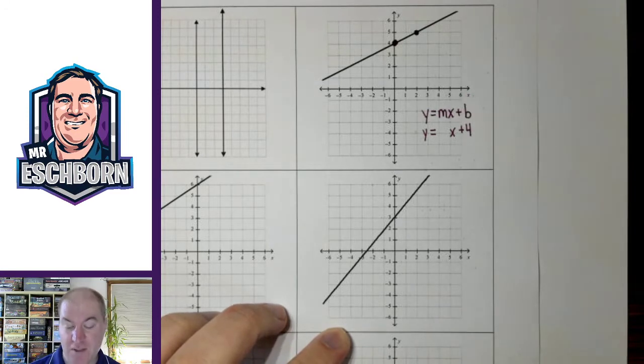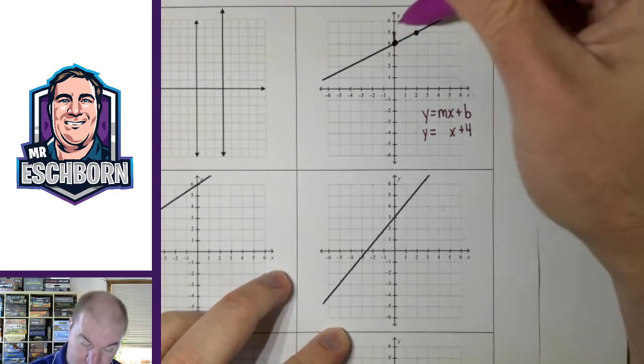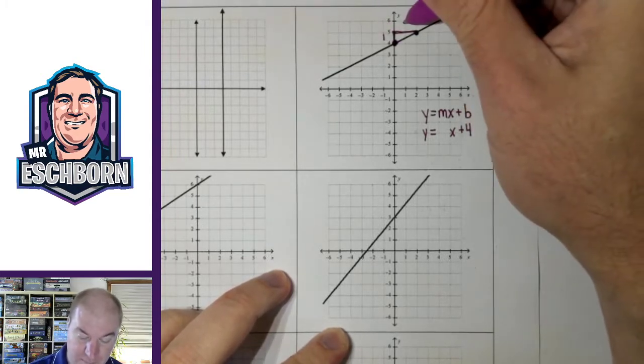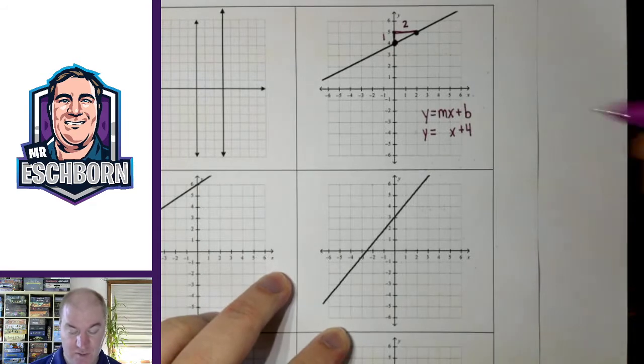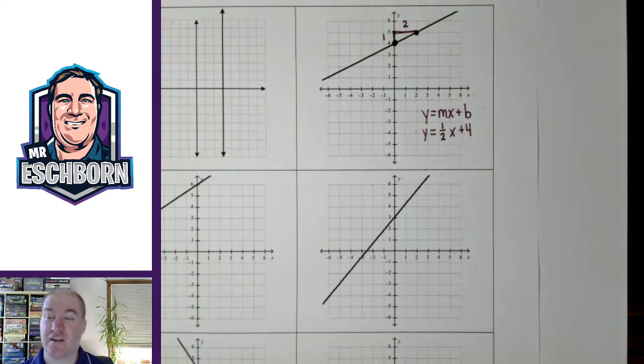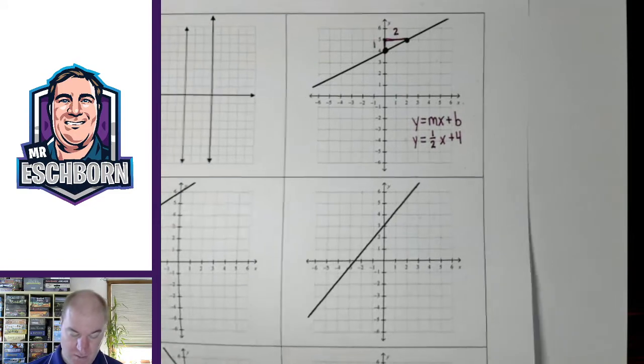And the slope of a line is found by finding the rise and the run. So in this line, the rise is 1 and the run is 2. So our slope is 1 over 2. Our equation of this line is y equals 1/2 x plus 4. Let's try another one.